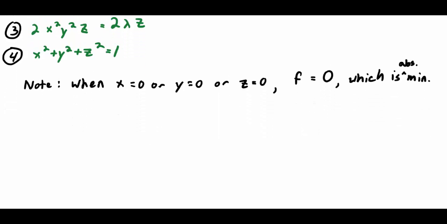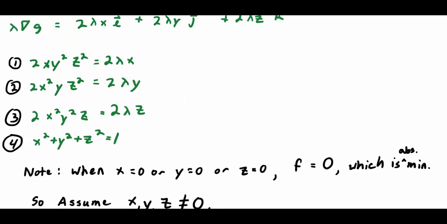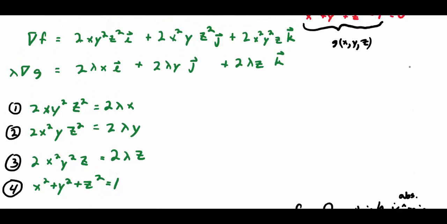So the only interesting thing happens when none of them are 0, right? So assume that x, y, z, none of them equals 0, which gives us a little bit of leverage here. Take a look. Can't I look at equation 1 then and solve it for lambda? I have no fear of dividing by x now because I'm assuming x is not 0, in other words. In fact, couldn't I divide it by 2x?